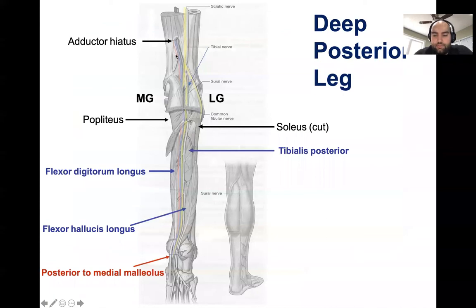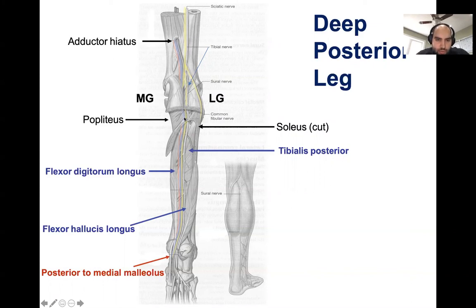All right, so I guess a quick review of the deep posterior leg. So we'll start with the very top. If you guys remember that adductor hiatus, that was that hole in the adductor magnus muscle that allows certain structures to flow through, including veins and nerves. Then we move a little more distally, and you can see the two heads of the gastrocnemius, but it's been cut off to kind of expose the deeper muscles.